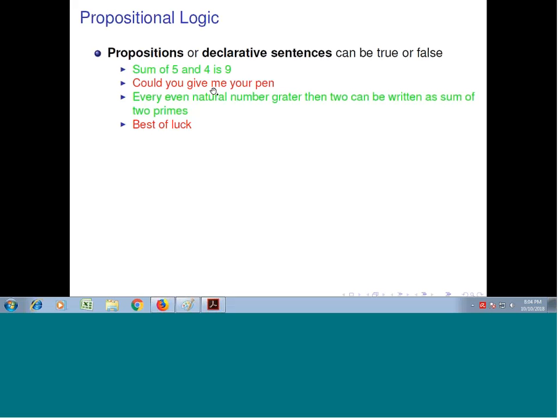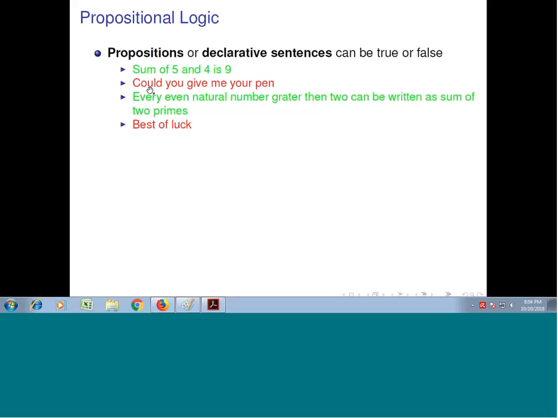Next statement: could you give me your pen? Is it a declarative sentence? I'm asking a question. Even if he gives me the pen or doesn't give me the pen, how does this statement matter? How can I say that it is true or false? It's not a declarative sentence. It's a question mark. Could you give me a pen? Can you tell if it was true or false? Because he has given me a pen, this could be true or false. But could you give me a pen? How can it be false?